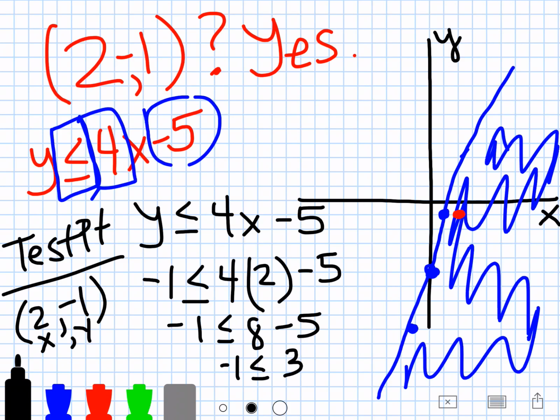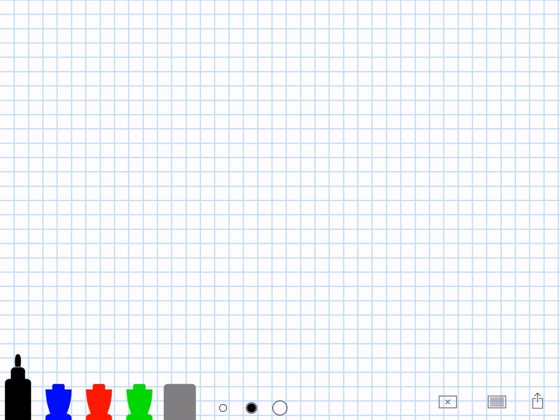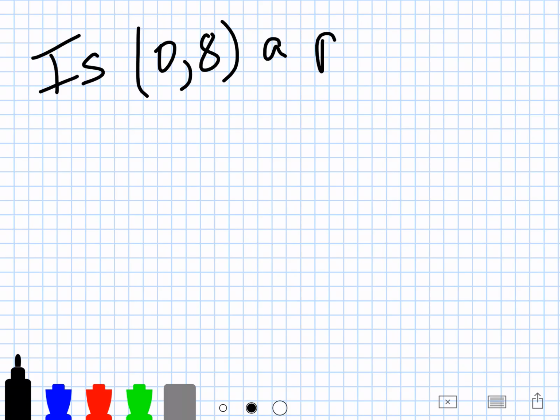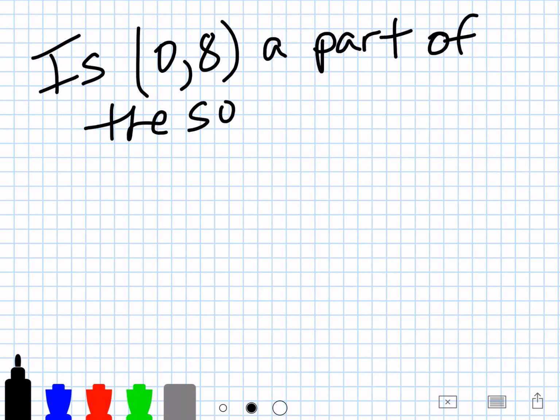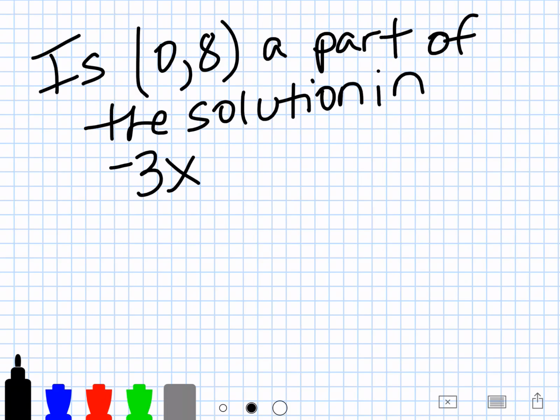Let's take a look at another example. This problem right here is asking us, is (0, 8) a part of the solution to negative 3x minus 6y is less than negative 48? Okay.